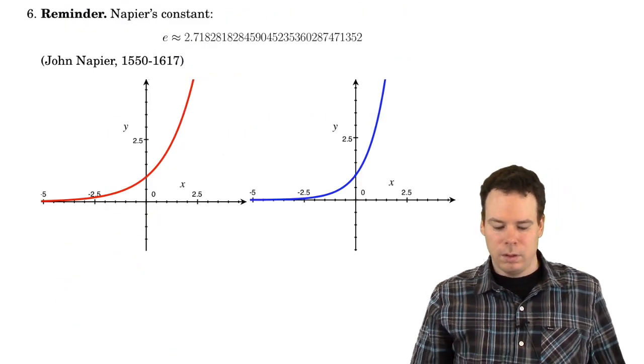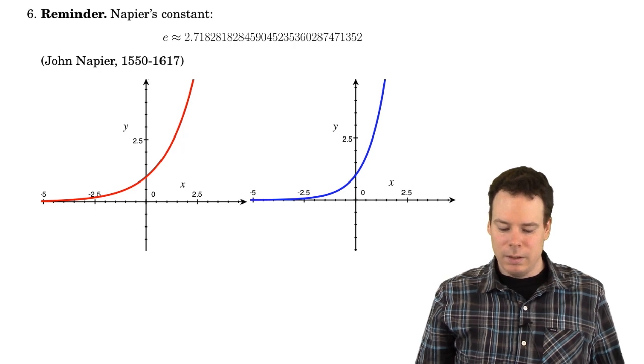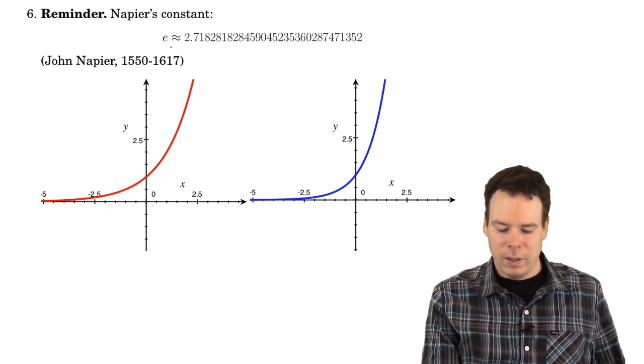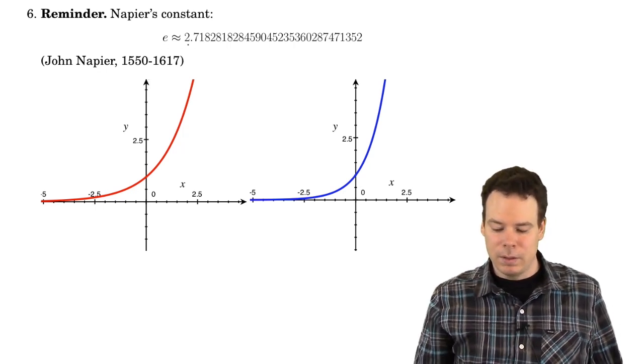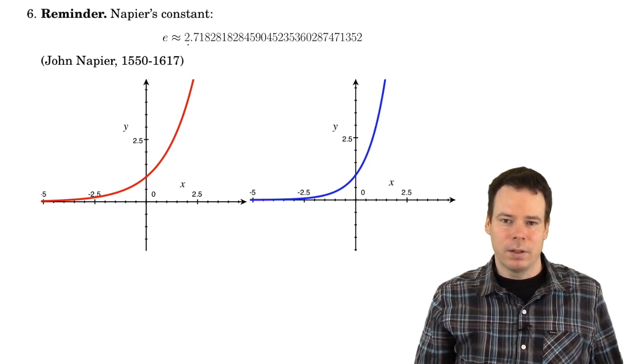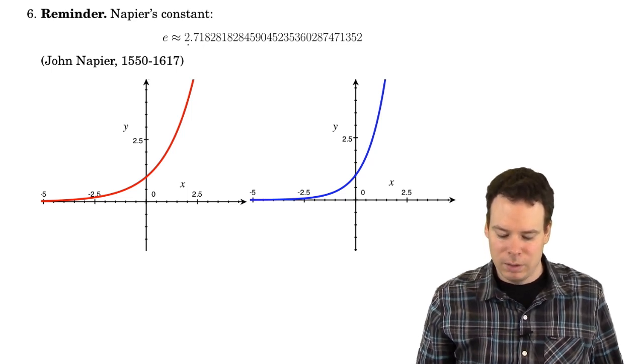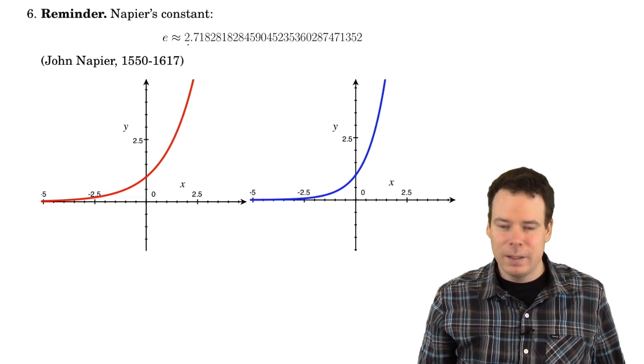All right, Napier's constant e. So this is the natural number that you may or may not have seen in the past. It's a special number that comes up quite a bit in calculus, and let's see why. Why does it have any business coming up in calculus?